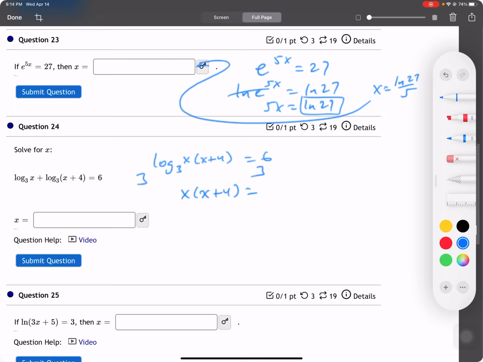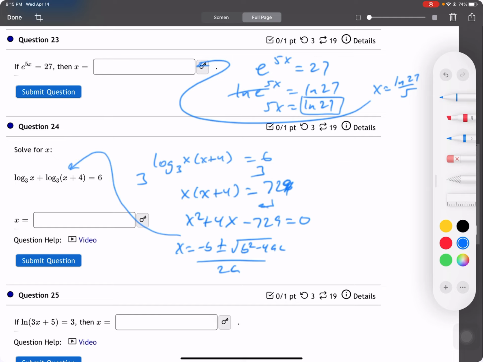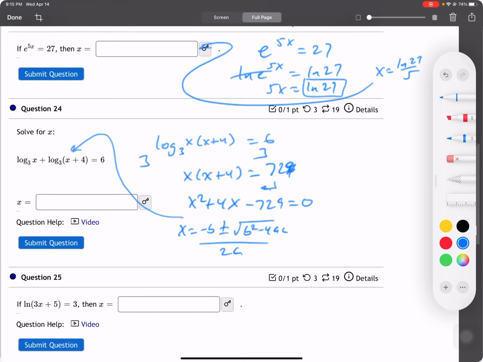3 to the 6th power is 729, I'm sorry. And then x squared plus 4x, I want to move the 729 over, so minus 729 is equal to 0. And to solve this, you can factor, but I don't know if that's factorable, so if you want to use quadratic formula, x equals negative b plus or minus square root of b squared minus 4ac all over 2a. And that would help solve it for us. Now once you get the answer, you want to double check if they both work or none of them work. Back here, remember, logs can't be negative and they can't be 0.